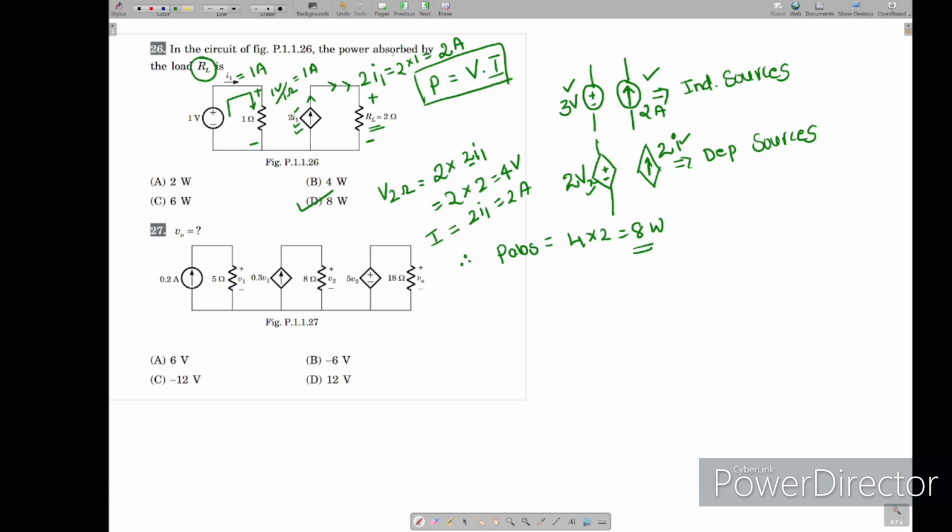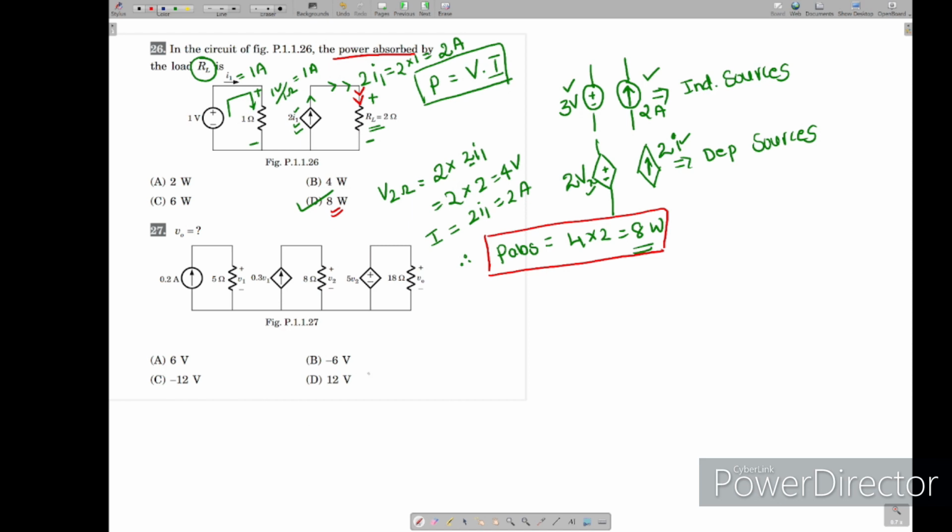Why it is called power absorbed is, if you see this resistor, current is entering at this terminal. This is a very important concept. The current enters at this terminal, so that's why they called it power absorbed. In the next question we'll see what power absorbed means, what power delivered means, and if this direction is reversed, whether it is power absorbed or power delivered. That type of question we'll see next. So for this problem the answer is 8 watts. Power is in watts.